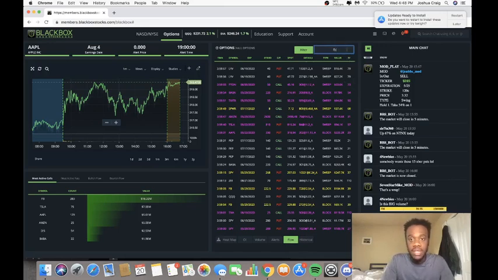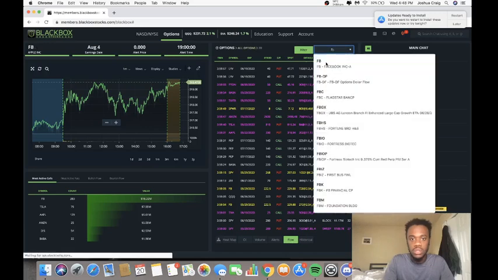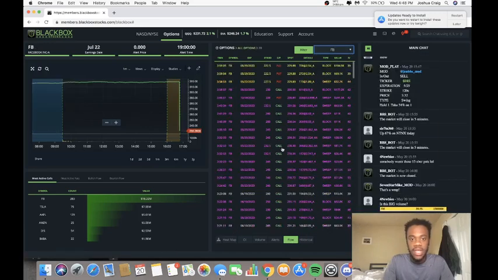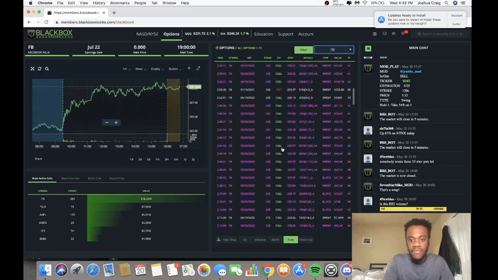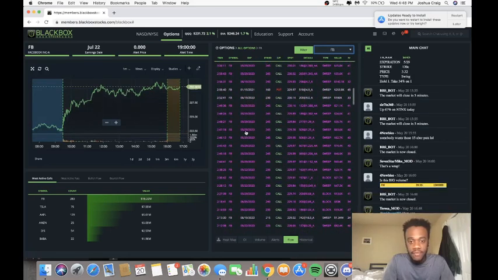If I pull up the Facebook flow, I can see all the flow in Facebook. And for these contracts ending on 5/29, you can see people were getting in above the ask. So once I see a lot of orders coming in above the ask, I know that this guy really needs to get into this option, that he's willing to pay above what the ask is. So it's more likely than not that this option contract is going to rise by the expiration date.